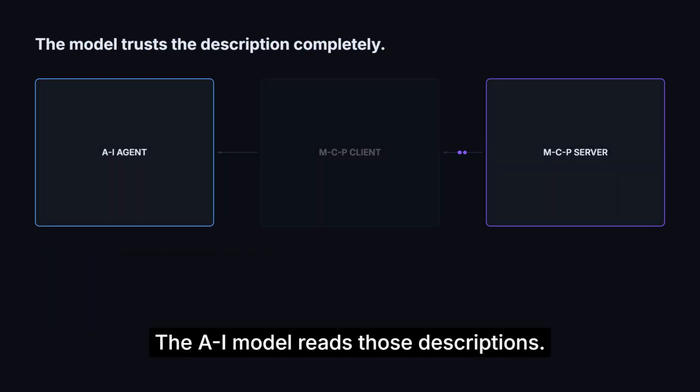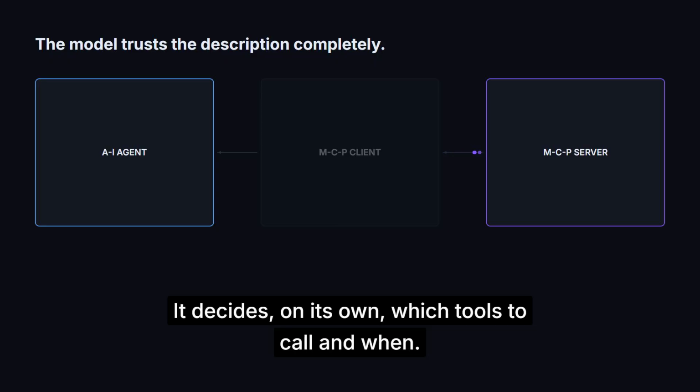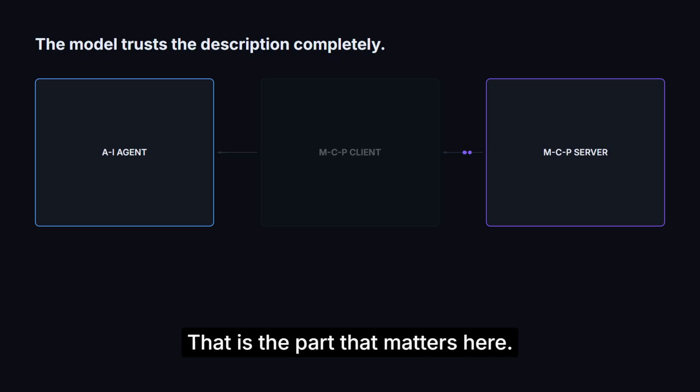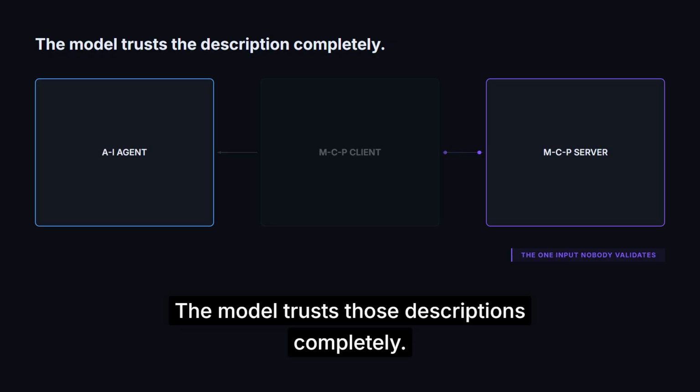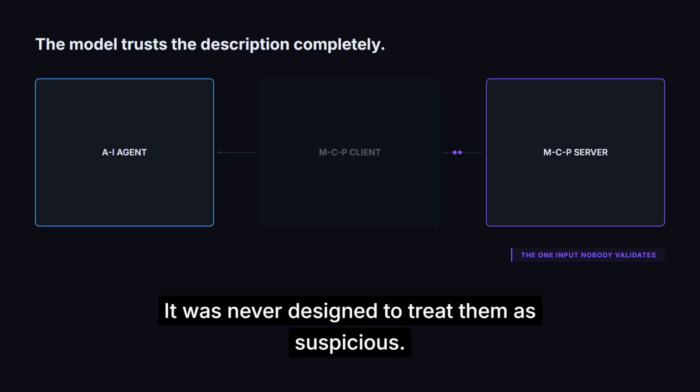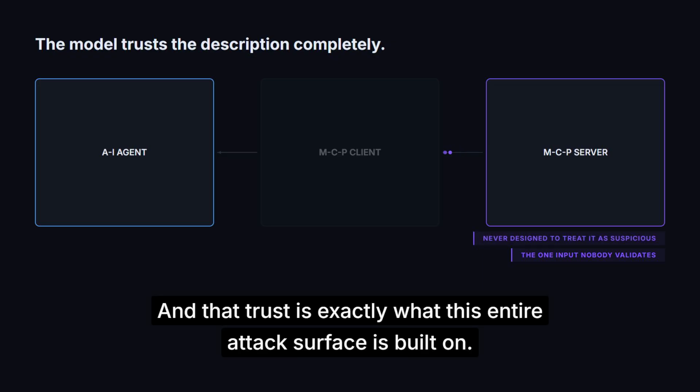The AI model reads those descriptions. It decides on its own which tools to call and when. That is the part that matters here. The model trusts those descriptions completely. It was never designed to treat them as suspicious. And that trust is exactly what this entire attack surface is built on.